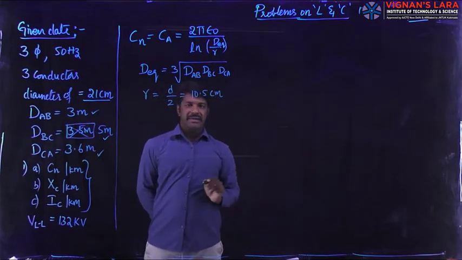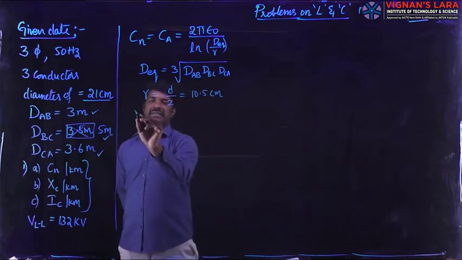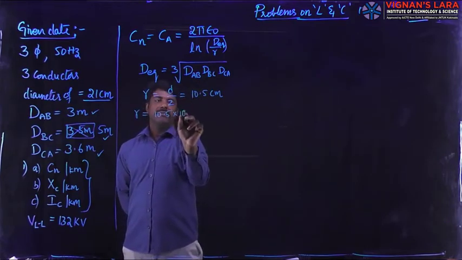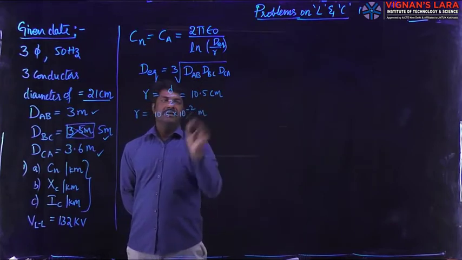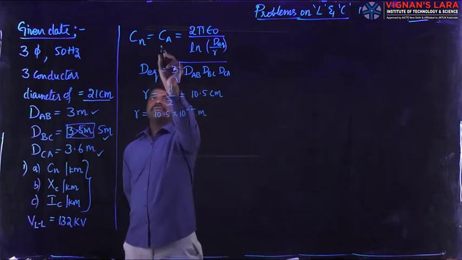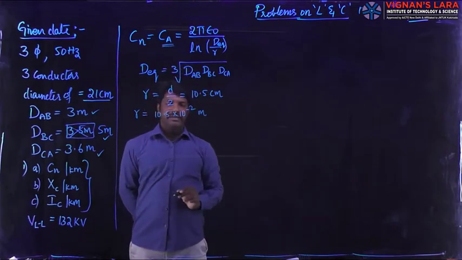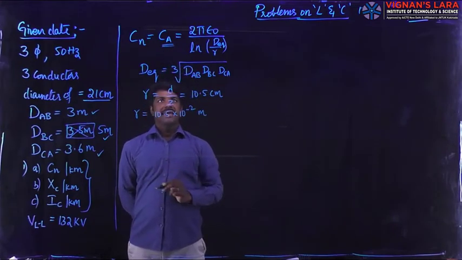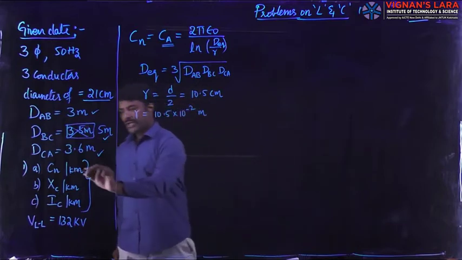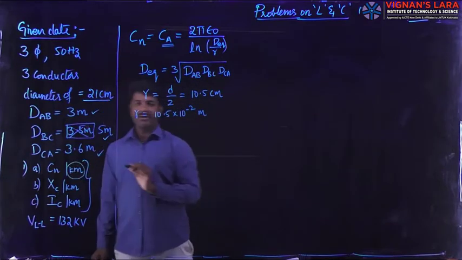Since all the measurements are taken in terms of meters, the radius was given as 10.5 into 10 power minus 2 meters. Once we have all these values, we can substitute them into the capacitance of the conductor and get the magnitude of that capacitance in farads per meter length. Later we will extend our calculations to find it for 1 kilometer length, after getting it for 1 meter.